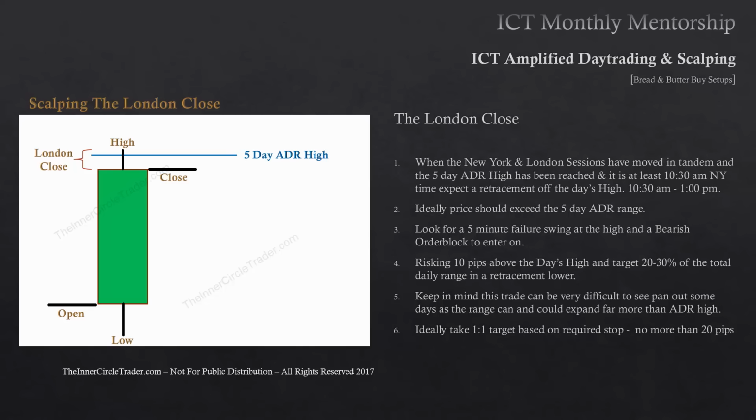Ideally, take 1-to-1 risk to reward targets based on required stop and try to get no more than 20 pips. Okay, and I mean that. Don't try to get 65 pips, or don't try to get a one-shot, one-kill haul on a London close. It just doesn't do it. Typically, I should have it in my notes here, but it should be about 15 to 20 pips. If you get 20 pips, be thankful, move to the sidelines.